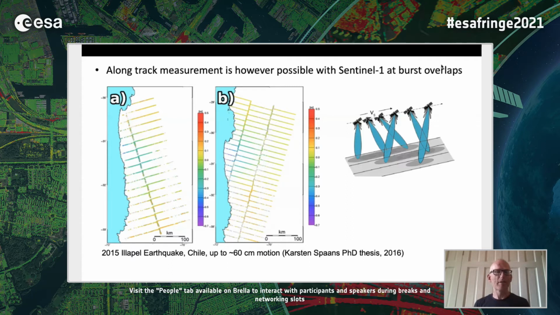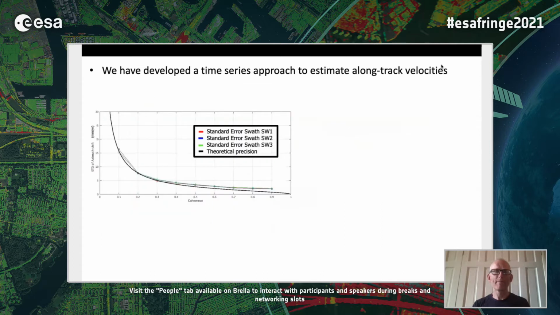One of the earliest examples of this was for the Iapel earthquake in Chile, which of course had lots of motion, tens of centimeters, and you can see there the long track motion is picked up nicely in the burst overlap areas. So we developed a time series approach to try and get at the more subtle movements in the long track direction, but which are nevertheless more or less steady state in time.